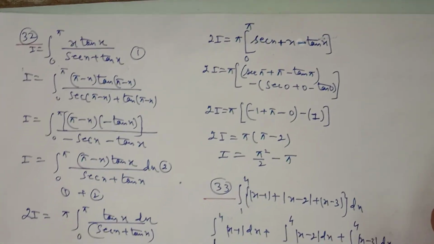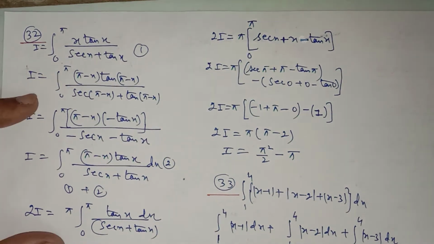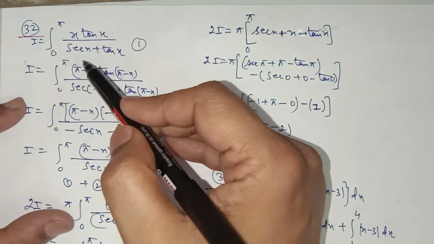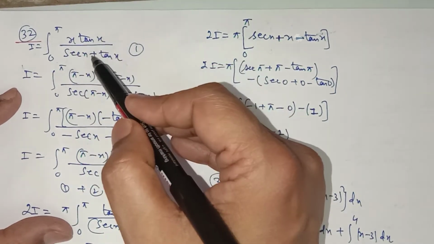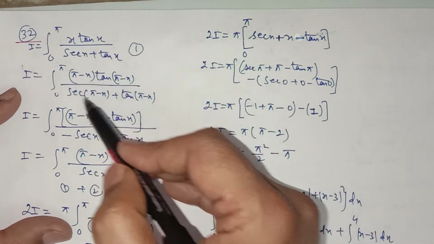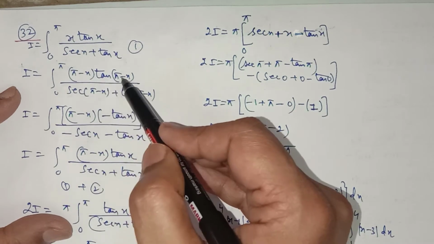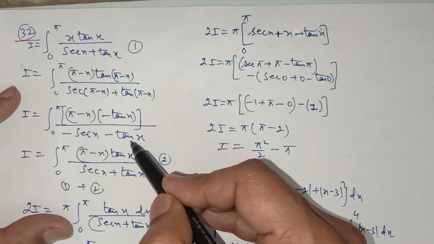Now in question number 32, we have x tan x upon sec x plus tan x. It is a good question, an important question. It has come in the board many times. So using the property of 0 to a, that is replacing x by a minus x: pi minus x, tan of pi minus x, sec of pi minus x, tan of pi minus x. Replacing in place of x, pi minus x. Tan 180 minus x is minus tan x, sec 180 minus x is minus sec x, tan 180 minus x is minus tan x.